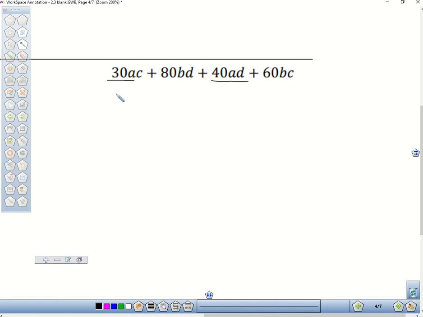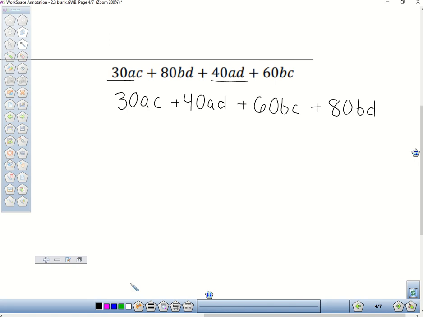So I'm going to rearrange this to be 30AC plus 40AD plus 60BC plus 80BD. So I just rearranged it, and I rearranged it because I want to have variables that I can factor out. Now if you didn't rearrange it, you could still get the right answer, you just have more steps. So from here I'm going to split it down the middle and factor.